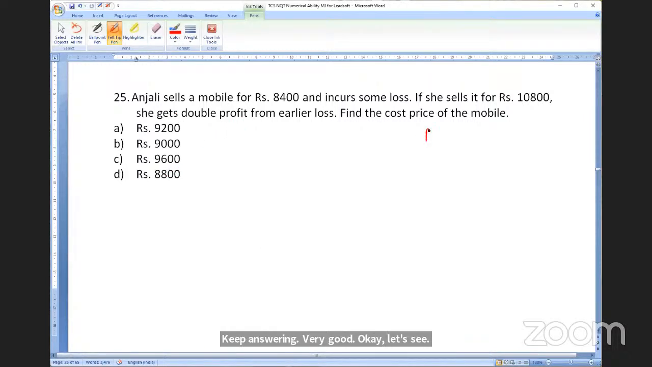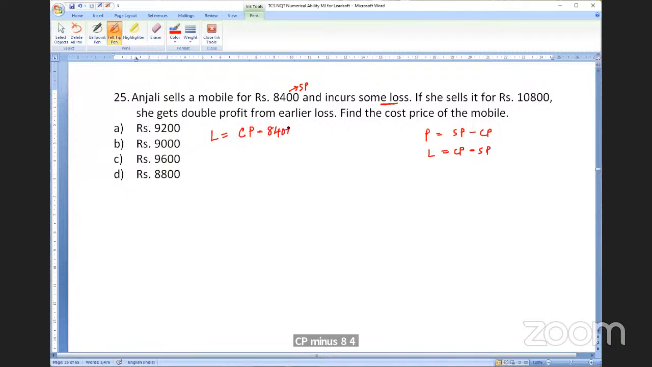What do you mean by profit? Profit is when selling price is more than cost price, and loss is when cost price is more than selling price. Anjali sells a mobile for rupees 8400 selling price and incurs some loss. That means loss is CP minus 8400, because since she has incurred loss, cost price should be greater than selling price.